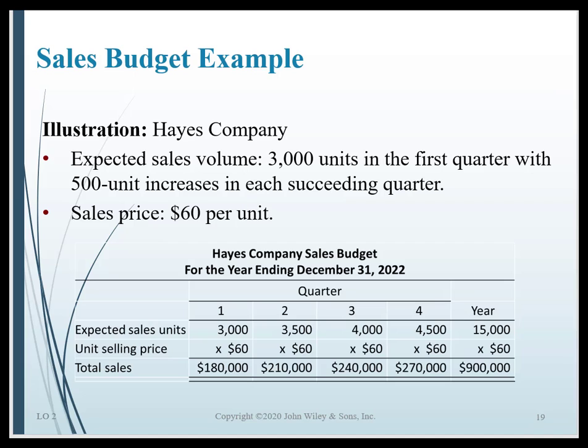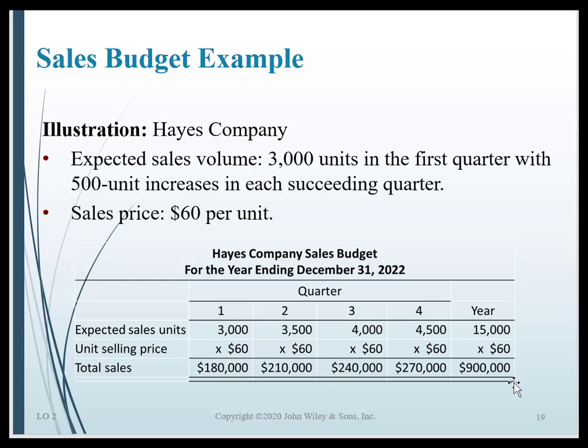So here we have sales volume. We expect 3,000 units in the next quarter, and we expect that to grow by 500 units per quarter. So we're going to have 15,000 units by the end of the year. And the sales price of each one is $60. So now we can calculate by the quarter what we think our revenue will be for the year. And in this case, we expect to have annual income of around $900,000.